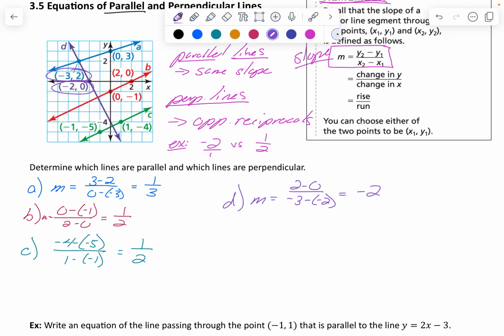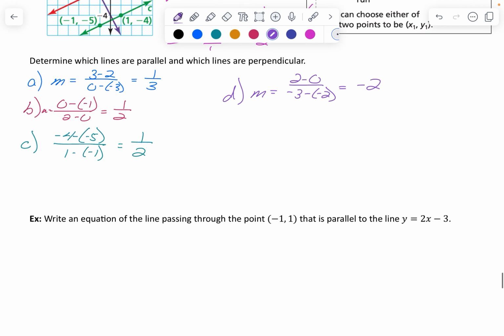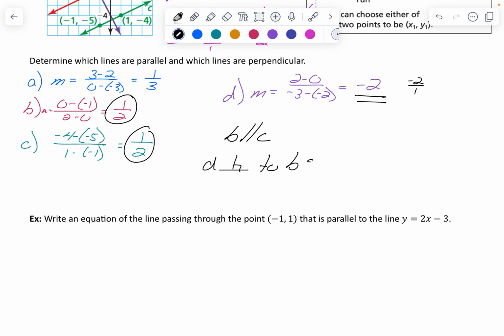So now we look at these answers and say what's parallel and what's perpendicular. So notice that B and C have the same slope. So we get B is parallel to C. And then notice this slope for D is the opposite reciprocal, right? We could think of it as like -2 over 1. And so D is perpendicular to B and C.